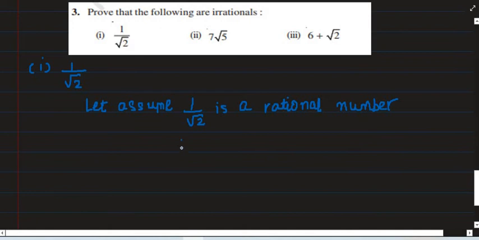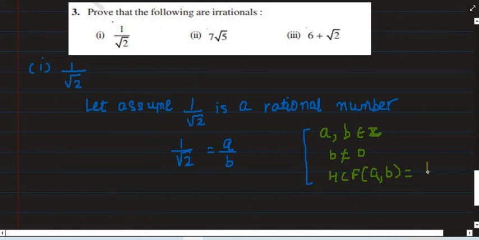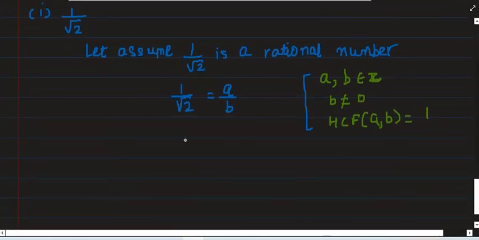So we can say 1 by square root 2 is in the form of a by b, where it is satisfying all the conditions of a rational number, that is a and b belong to integers, b is not equal to 0, and HCF of a and b is 1. So now by doing cross multiplication, we will get b is equal to a times square root of 2, and we can say square root of 2 is equal to b by a.